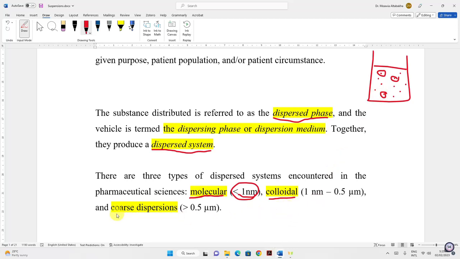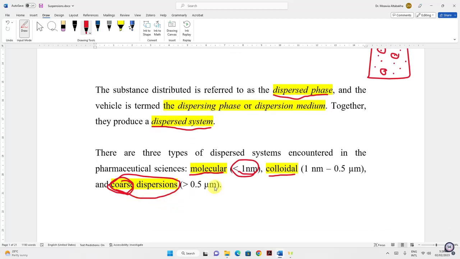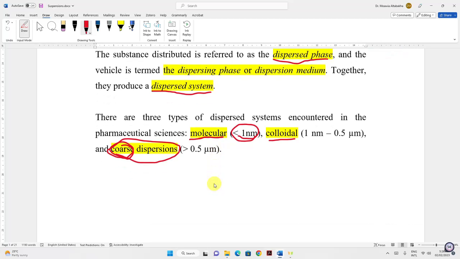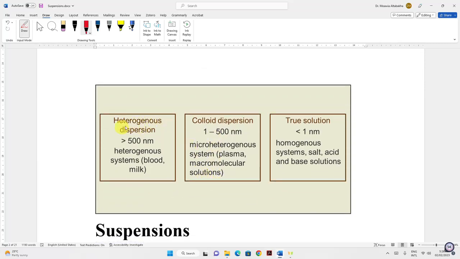The other preparations, when the size is more than 0.5 micrometer or more than 500 nanometer, we refer to as coarse dispersions. Examples of coarse dispersions are emulsions and suspensions. What we are going to study in this topic and the next topic are examples of coarse dispersions in which the dispersed phase has a size over 0.5 micrometer. Here, heterogeneous or coarse dispersion, for example blood that has the cells. Colloidal dispersions, like plasma that contains proteins, large molecules, and the true solutions that are less than 1 nanometer.